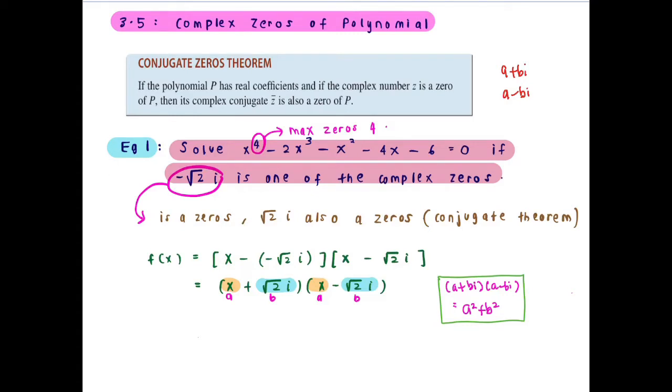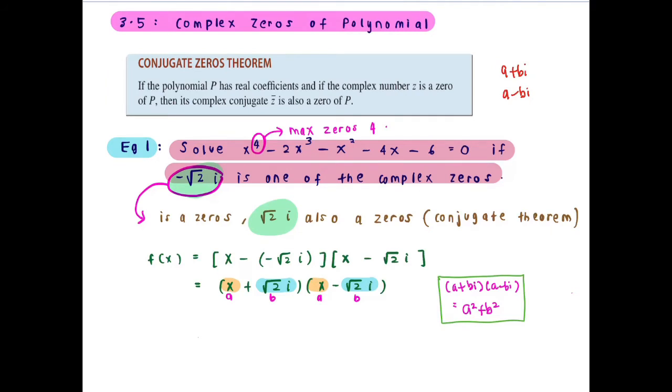So let's see this question here. Solve x to the power of 4 minus 2x cubed minus x squared minus 4x minus 6 equal to 0, if minus 2i is one of the complex zeros. So using the theorem, we know that if minus 2i is a zero, then 2i is also a zero. This is from the conjugate theorem.